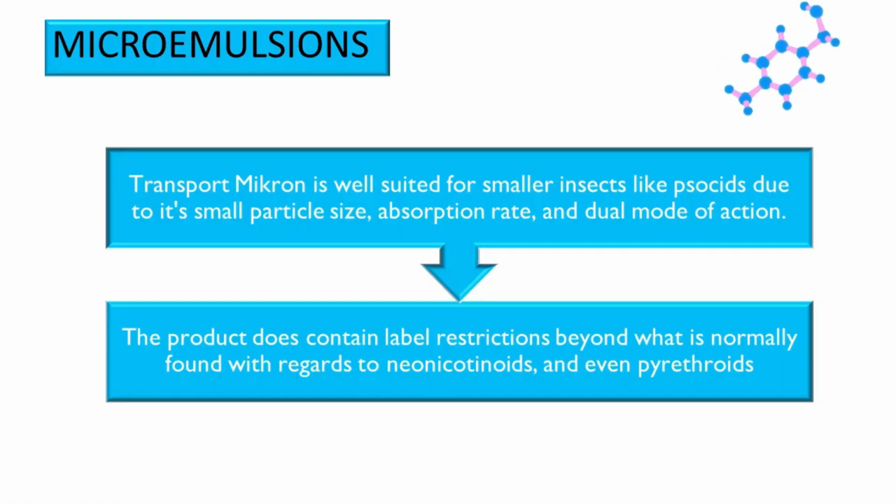Microemulsions. Transport Micron is well suited for smaller insects like sowbugs due to its small particle size, absorption rate, and dual mode of action. The product does not contain label restrictions beyond what is normally found with regard to neonicotinoids and even pyrethroids.